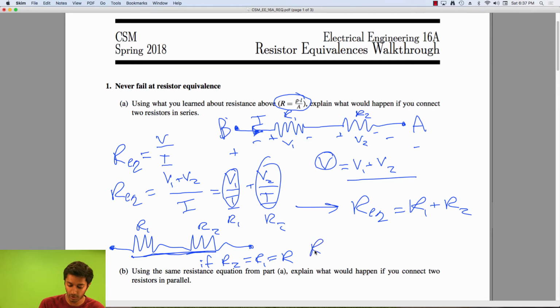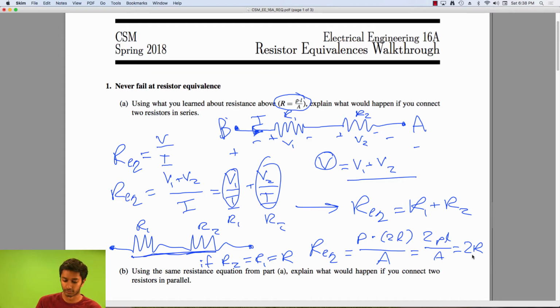So our Req equals 2ρL, or we can write it out better like ρ times 2L over the same cross-sectional area A. And this is the same thing as 2ρL over A, which is 2R. So intuitively, we can see that our equivalent resistance for resistors in series is greater than the original resistance of one of the resistors.